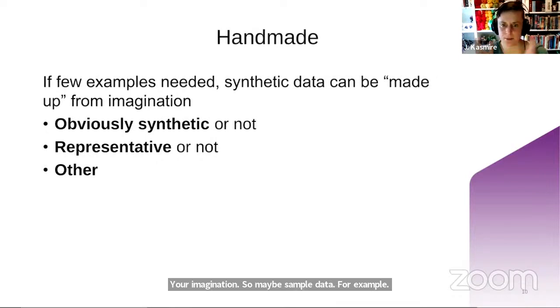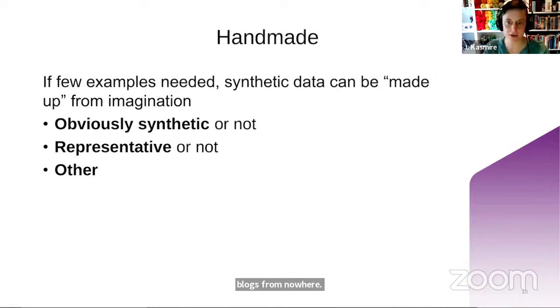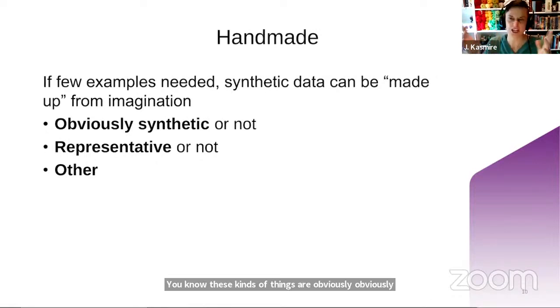Someone says, oh, can you send me a couple of rows from your data so that I can see what it looks like, what order the variables are in? And you say, no, my data is secure, but I will fake up a row that shows Joe Bloggs from Nowheresville or Phony McFake from the Marianas Trench. You know, these kinds of things are obviously synthetic, but very useful for showing what the data is shaped like. They might be representative or not.